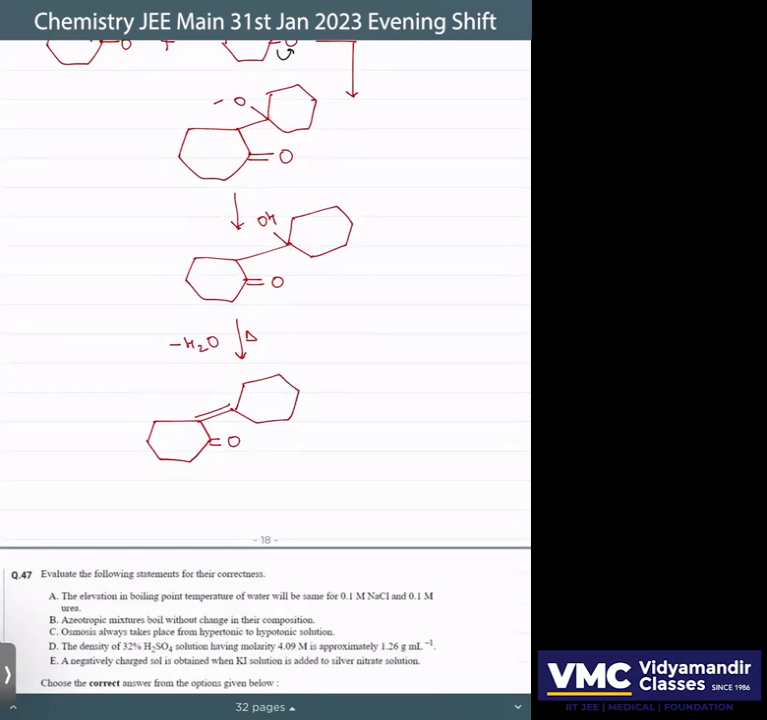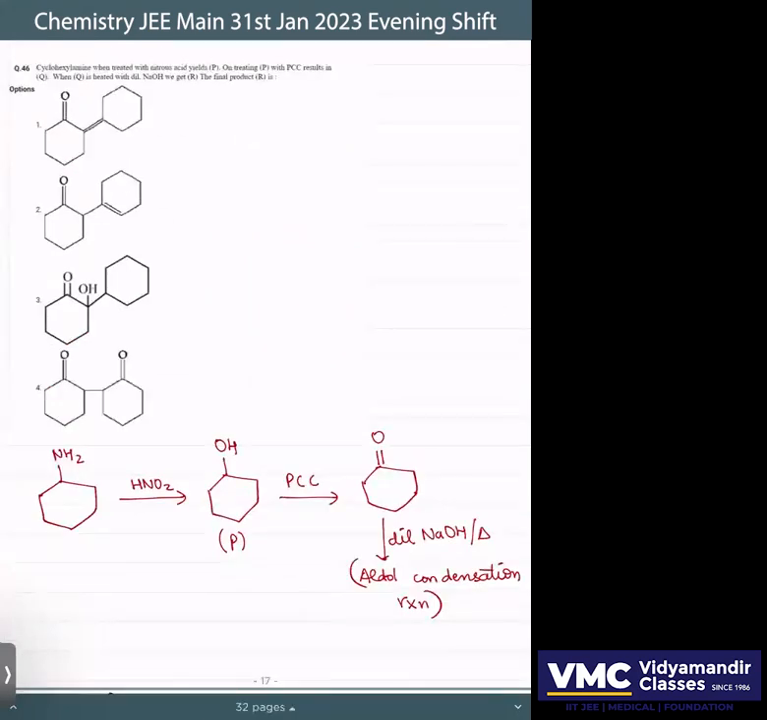Let's see the options. 2 cyclohexyl rings, one ring has double bond O, and both the cyclohexyl rings are connected by a pi bond, which we can visualize in option first. So answer will be option first, right?